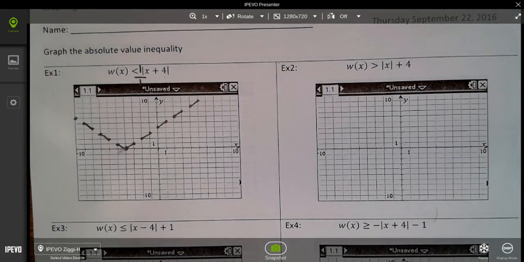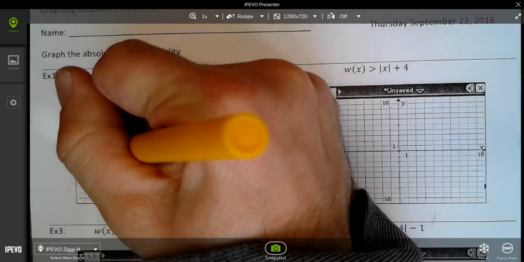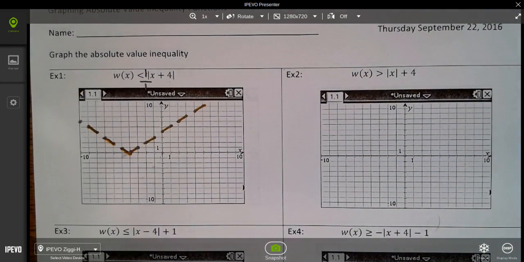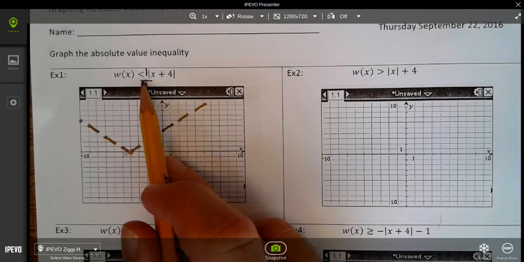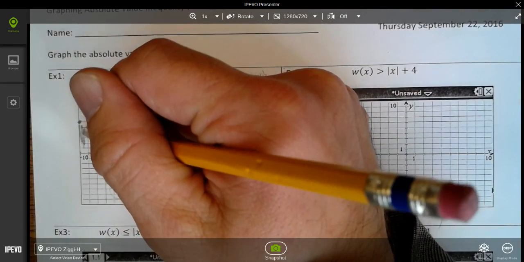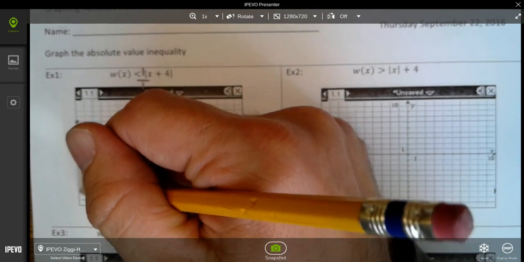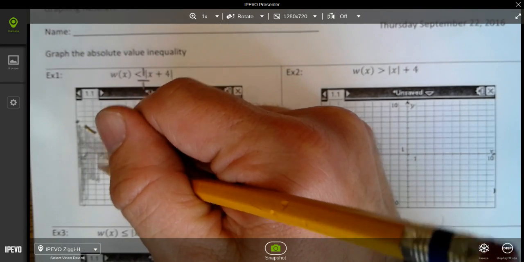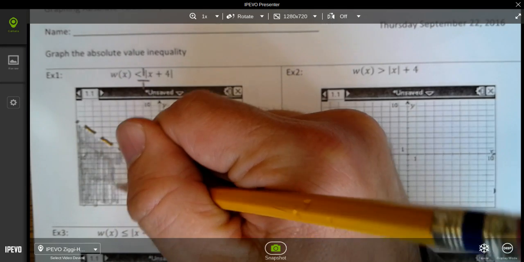Now I'm going to put a little bit of color on my graph so that you can distinguish the graph from the shading. You don't have to do this, but it will help distinguish. We know it's y less than, so we're going to shade below. Feel free to fast forward through my shading if you like. Call it fast shading.